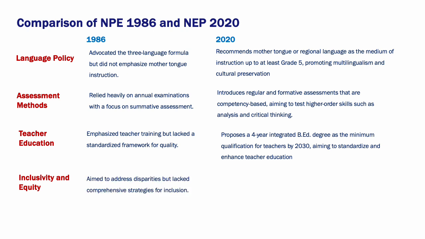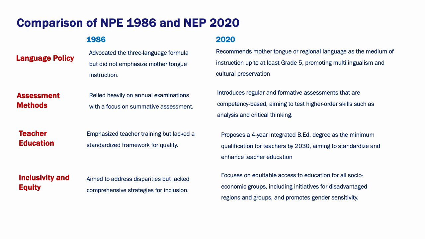Inclusivity and equity. In 1986, the policy aimed to address disparities but lacked comprehensive strategies for inclusion, while the policy in 2020 focuses on equitable access to education for all socio-economic groups, including initiatives for disadvantaged regions and groups, and promotes gender sensitivity.